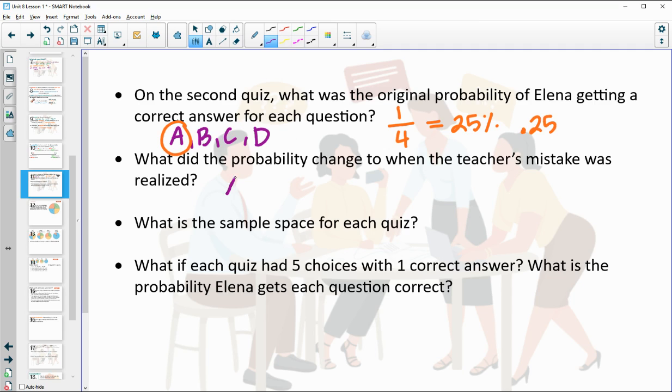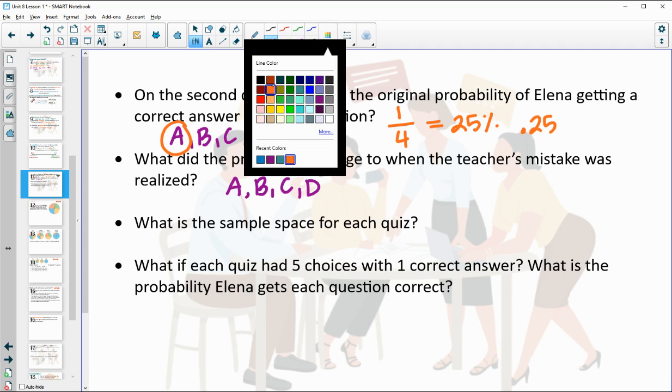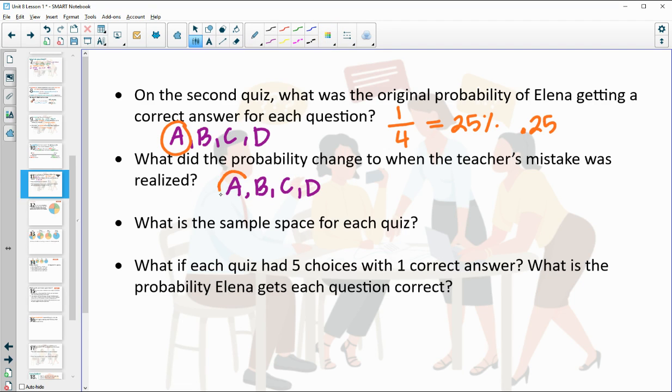So what did that change to when the teacher realized their mistake? So now we've got these 4 choices. Now 2 of them are correct. So now 2 are correct out of a possibility of 4. So that's going to be a 0.5 probability, or 50% chance.